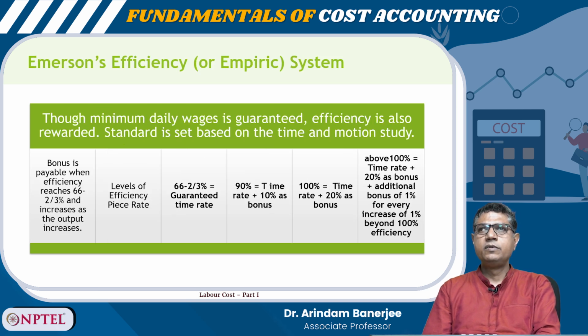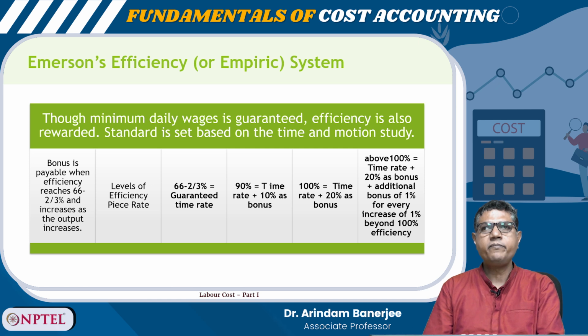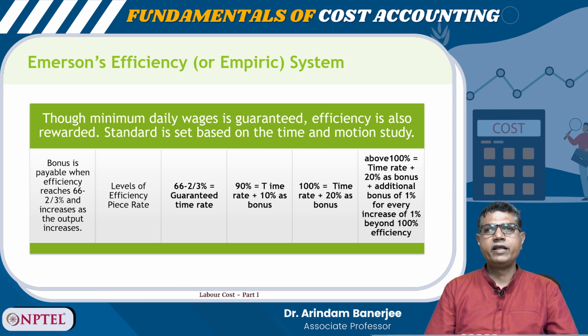Another system is Emerson's efficiency system, and under this system, though the minimum daily wages are guaranteed, efficiency is also rewarded. Standard is set based on time and motion study. So, what is the scheme? Bonus is payable when efficiency reaches 66 2/3% and increases as output increases.